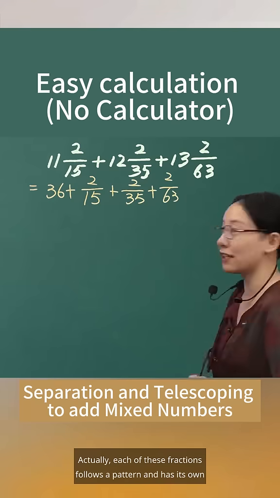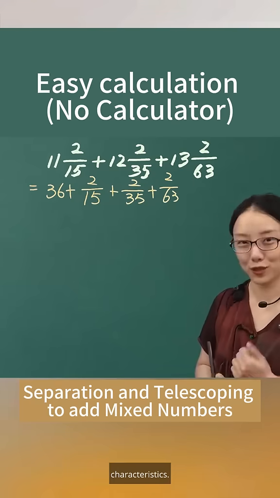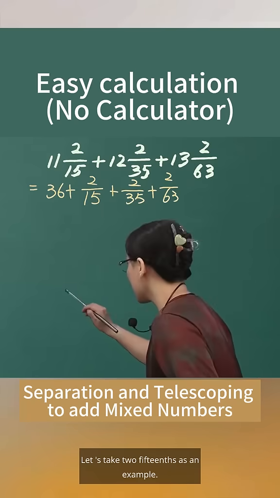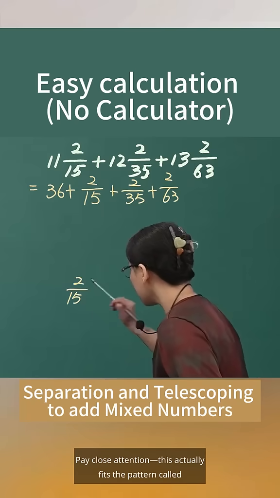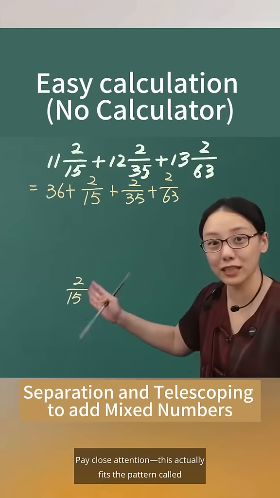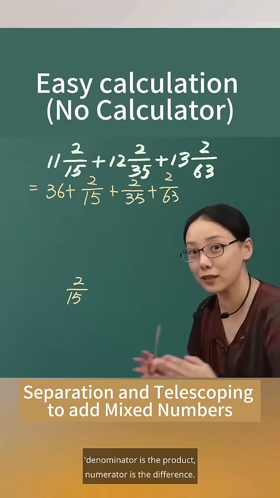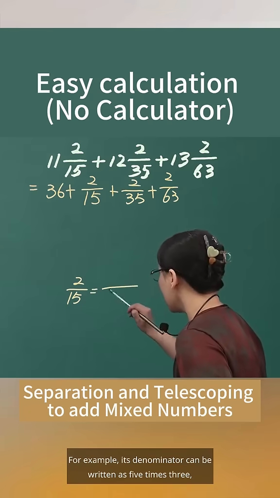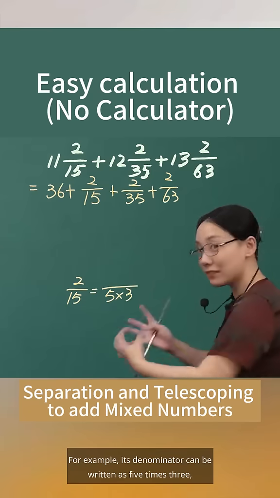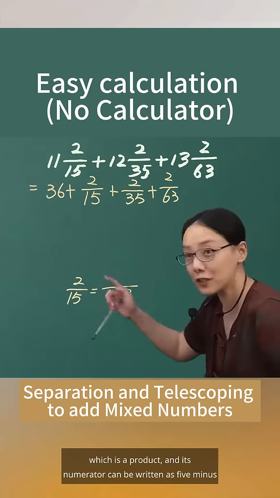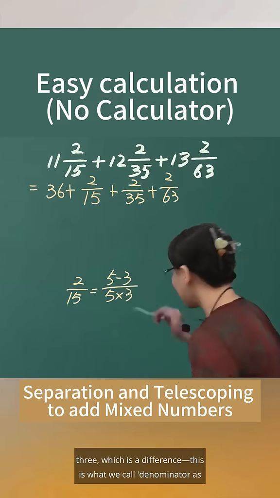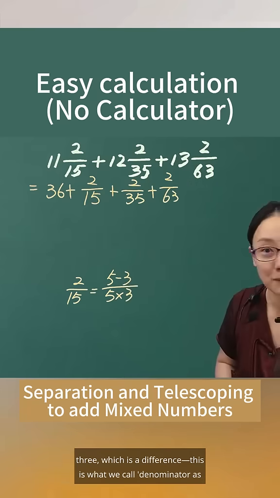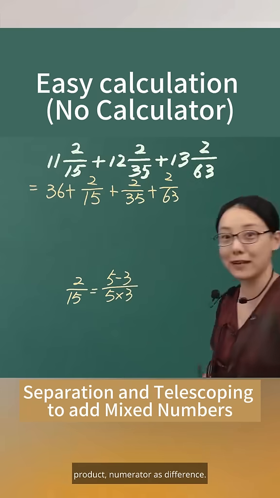Actually, each of these fractions follows a pattern and has its own characteristics. Let's take 2/15 as an example. Pay close attention. This actually fits the pattern called denominator is the product, numerator is the difference. What does that mean? For example, its denominator can be written as 5 times 3, which is a product, and its numerator can be written as 5 minus 3, which is a difference. This is what we call denominator as product, numerator as difference.